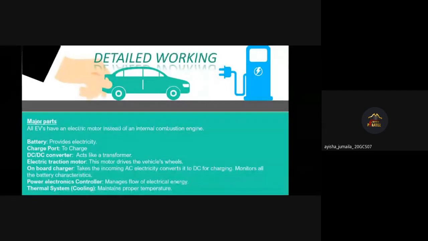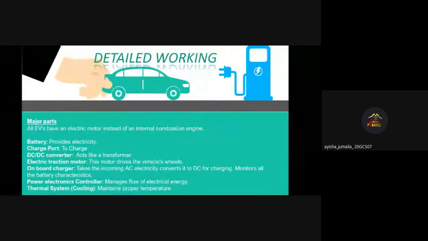So let's take a glance at how an electric vehicle works. Here is the detailed working. Major parts: all electric vehicles have an electric motor instead of an internal combustion, or IC, engine. The battery provides the electricity from an external source of electricity. Charge port to charge the battery pack. DC to DC converter acts like a transformer. Onboard charger takes the incoming AC electricity and converts it into DC for charging. The battery management system monitors all the battery characteristics such as voltage, temperature, etc. Power electronics controller manages the flow of electrical energy. Thermal system or cooling system maintains the proper temperature inside the engine.